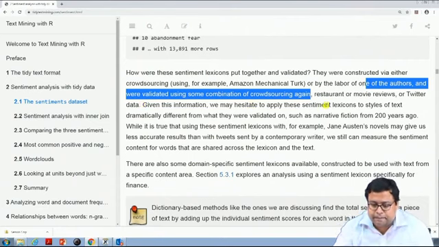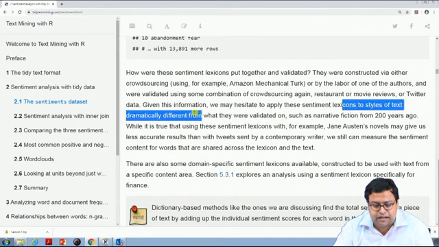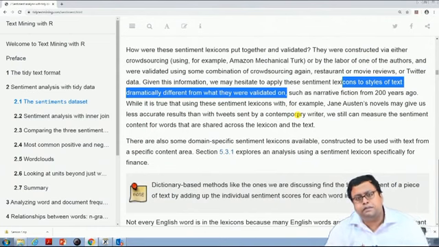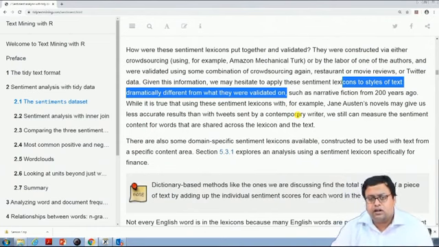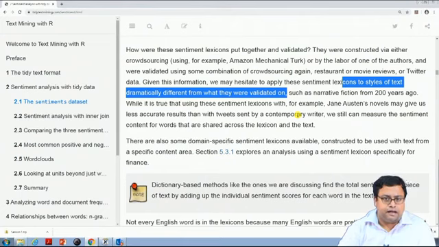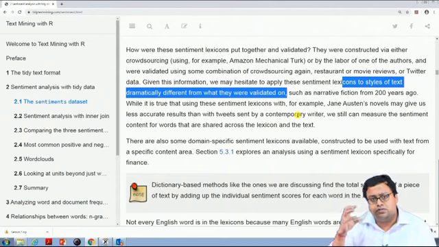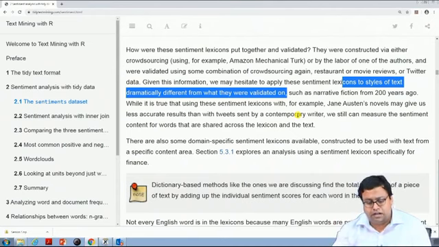So, we may hesitate to apply these sentiment lexicons to styles of text dramatically different from what they are validated on. Let us say how Indian people speak or write English, or how American or Western people write English, might be very different. So, it has to be used contextually. You cannot use a lexicon which has been developed in a European context on an Indian data set. Sometimes that might backfire. So, that kind of thing you should keep in mind, or at least if you are doing research, you should keep that in mind and write about that limitation.